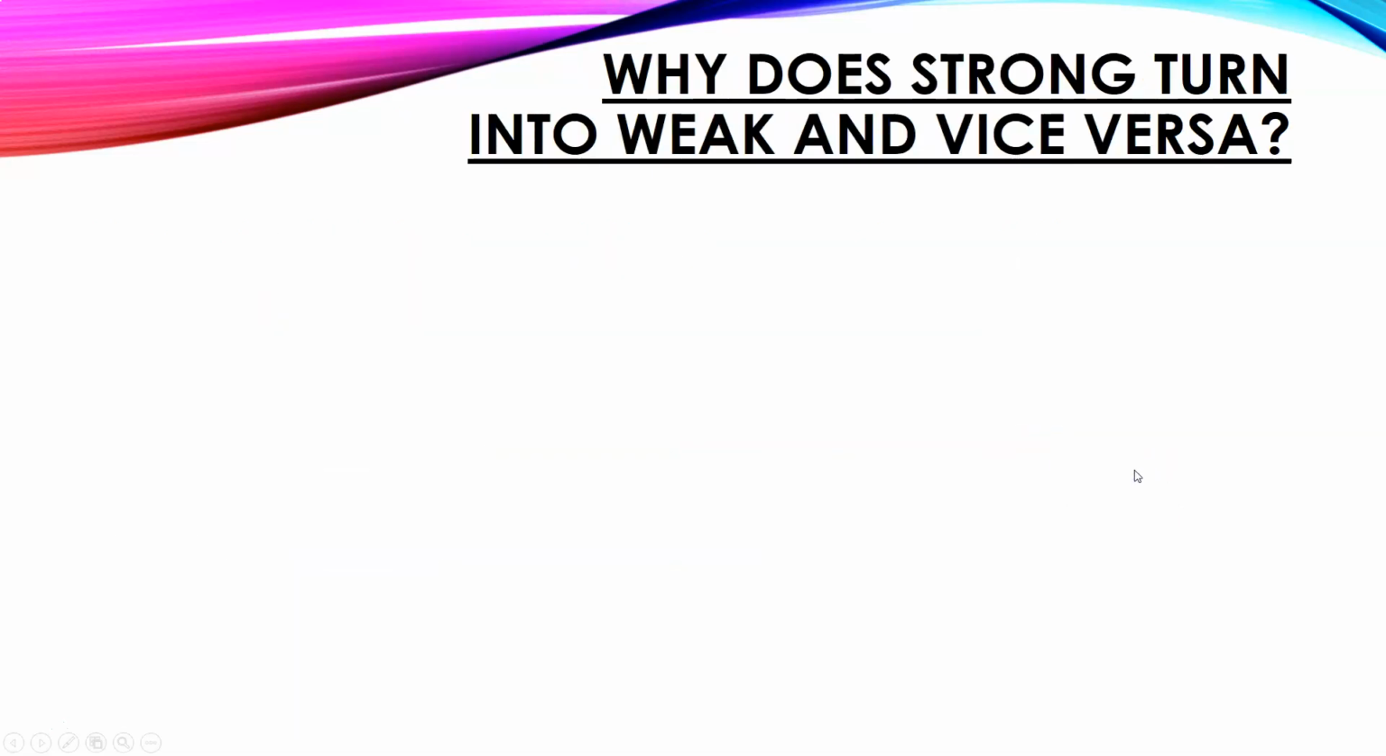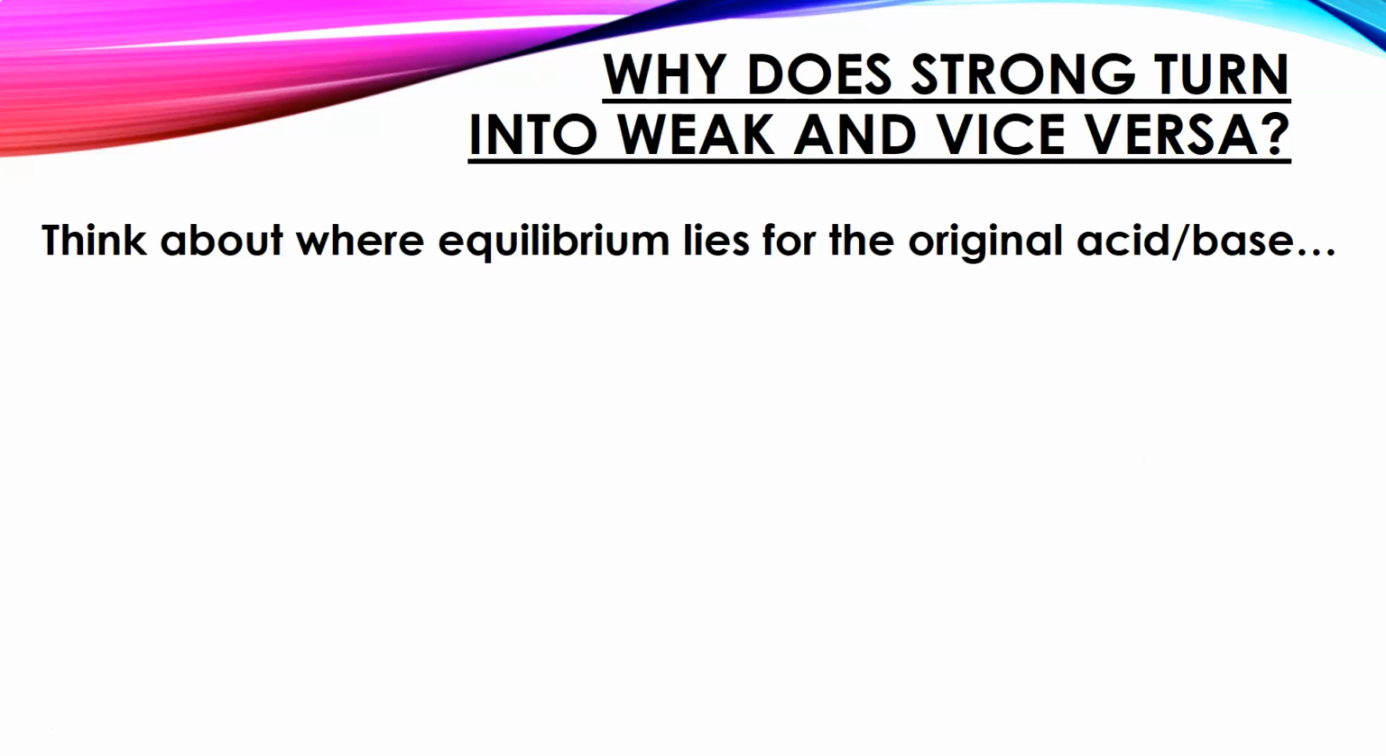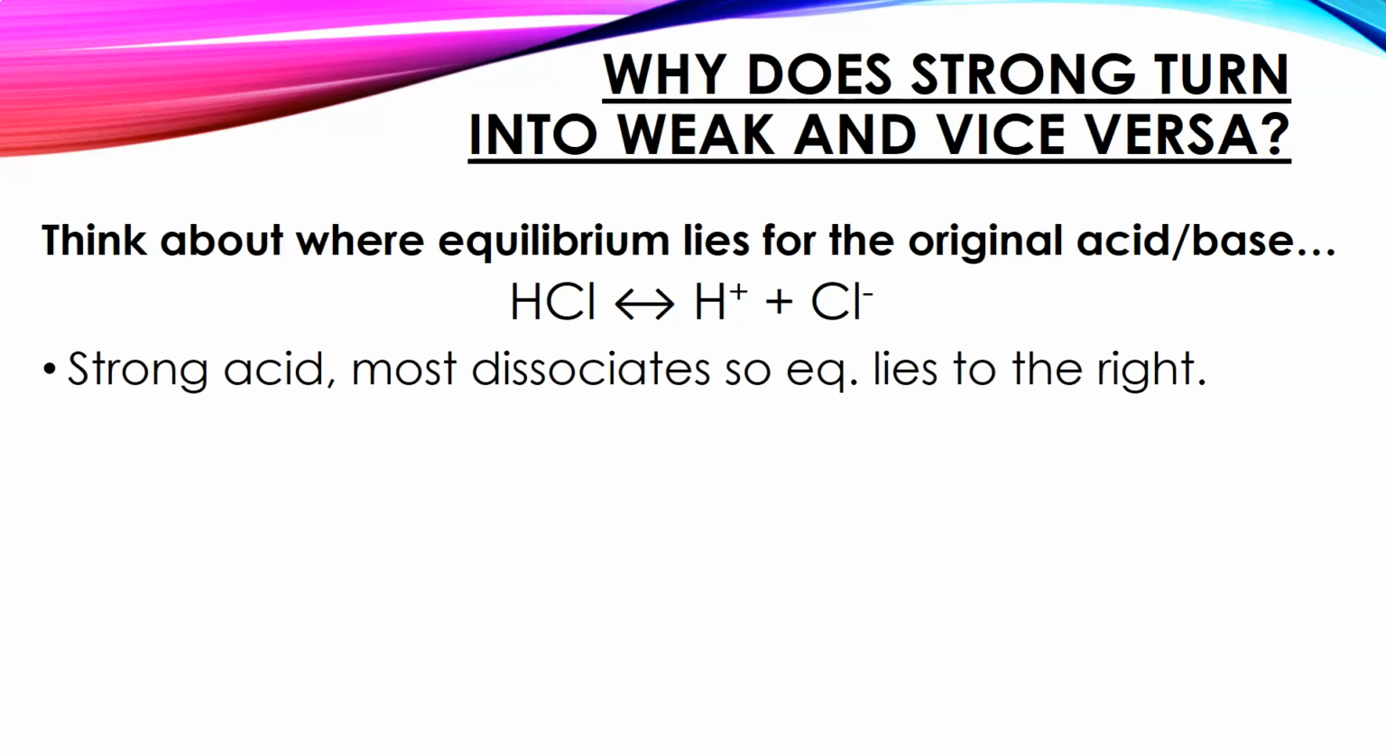So thinking about why something strong turns into weak ions, or vice versa, we have to think about where that equilibrium lies. If you have a strong acid, almost everything is going to dissociate. It's going to lie very heavily to the right-hand side. It wants to be in its ionic form, right? It wants to have these ions here.